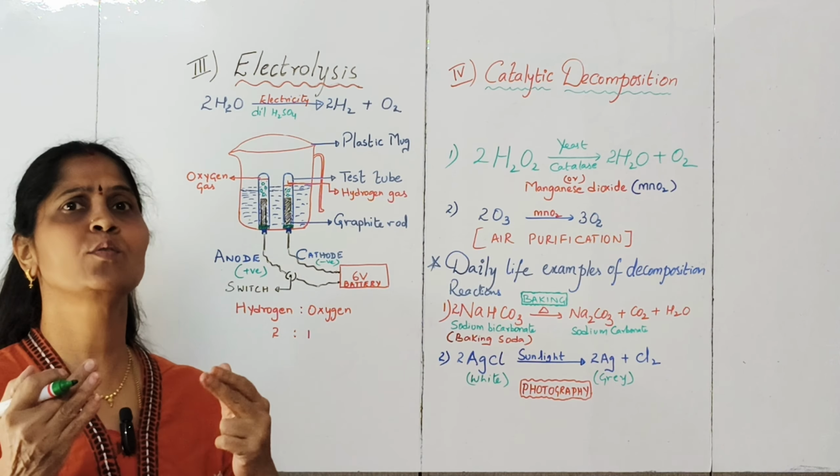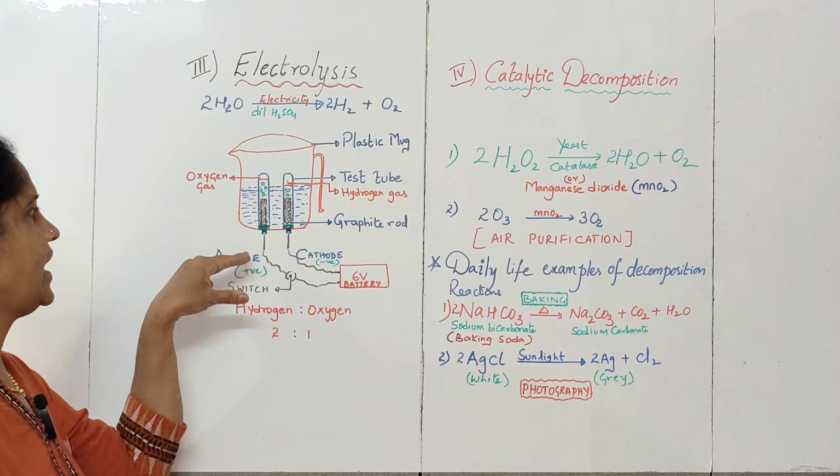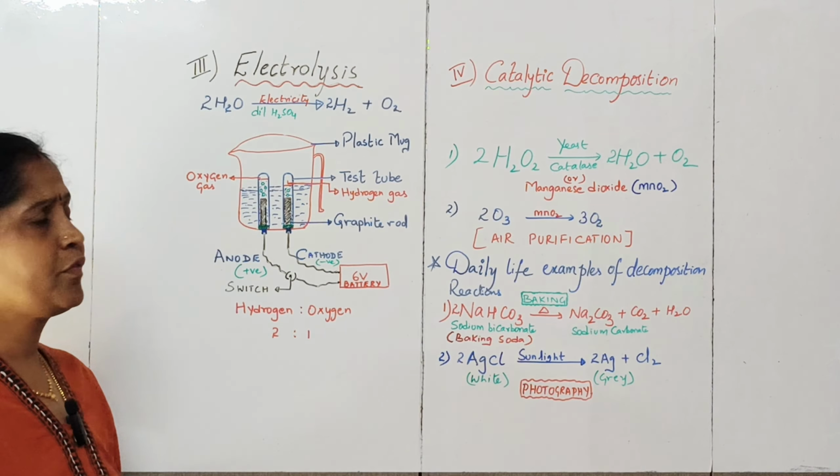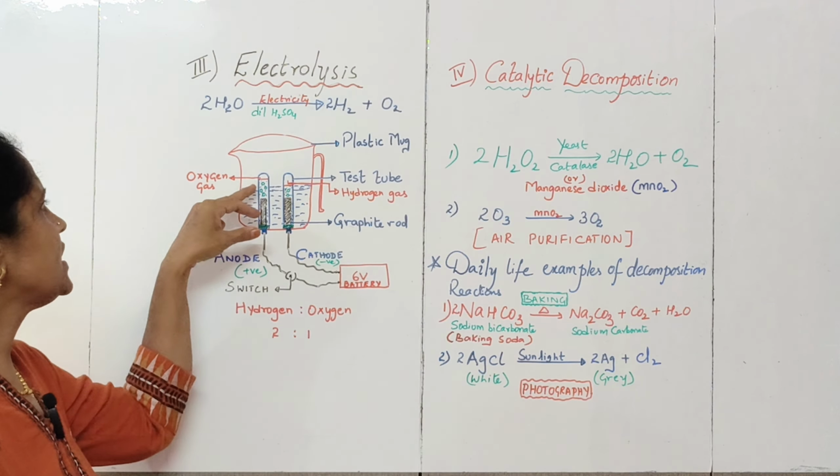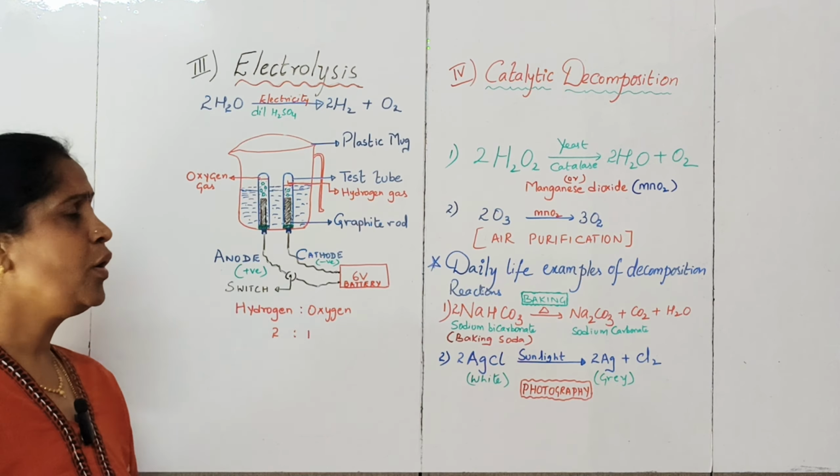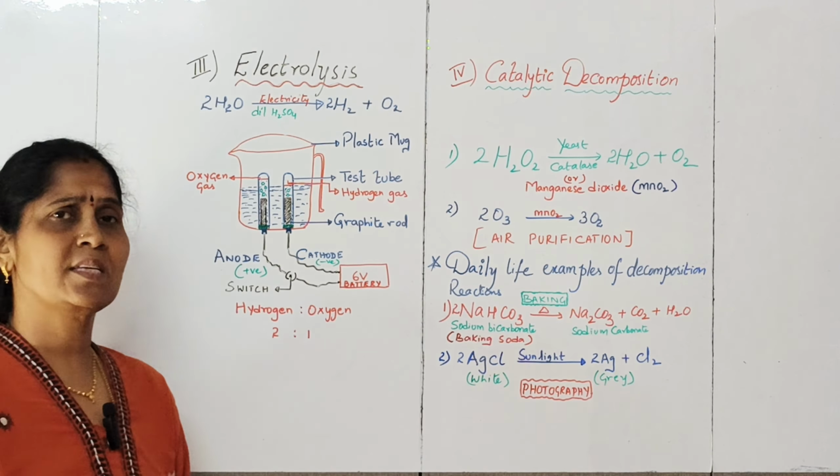So we add dilute sulfuric acid into the water, and when electrical connections are given, after a period of time you see that the water in these test tubes is displaced downwards because of the formation of gas. Near the anode, in the inverted test tube, a gas will be collected, and near the cathode, in the test tube inverted on that electrode, there also a gas will be displacing the volume of water.